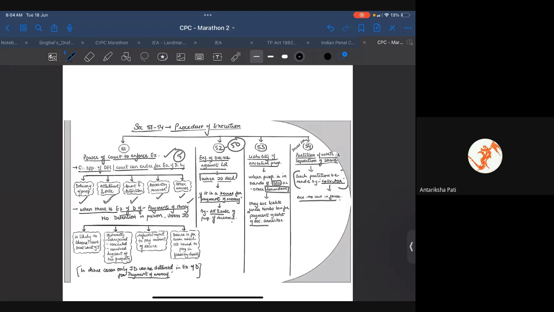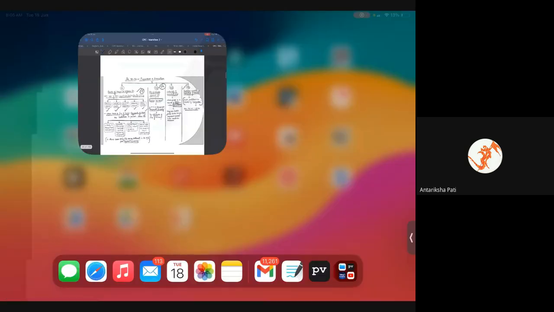Okay. Now, if there is a partition of estate or separation of share, then section 54 says that such partition is to be made by the collector according to the law in force, and it can be made.